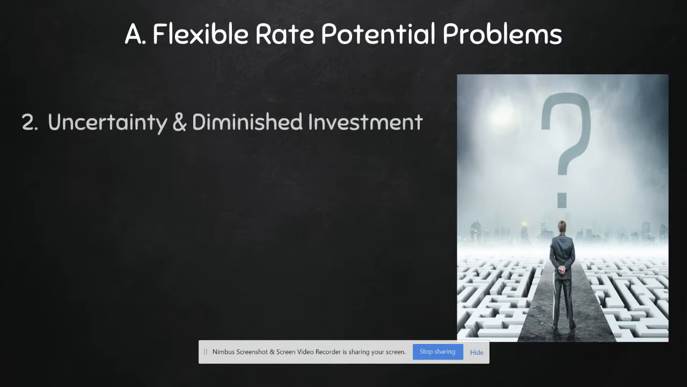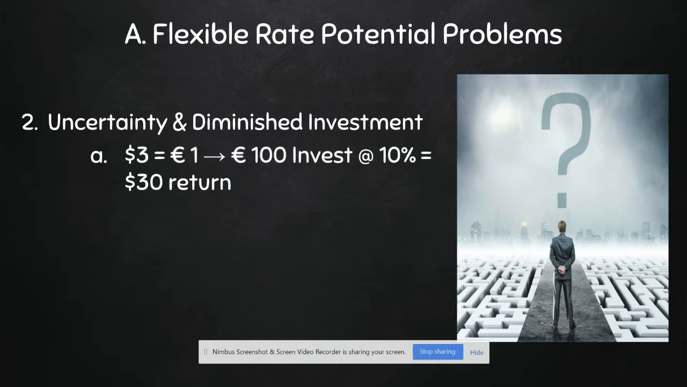All right. Second reason is there's also that uncertainty that can diminish your investment. Right. So let's use a similar example. We have $3 equals 1 euro, our current exchange rate, or for every 1 euro, it costs 3 American dollars. And let's say you decide you want to invest 100 euros at 10% interest. Well, in a year's time, you're going to get 10 euros in interest. That 10 euros goes into the exchange rate, multiplied by 3, you're going to have a $30 return.